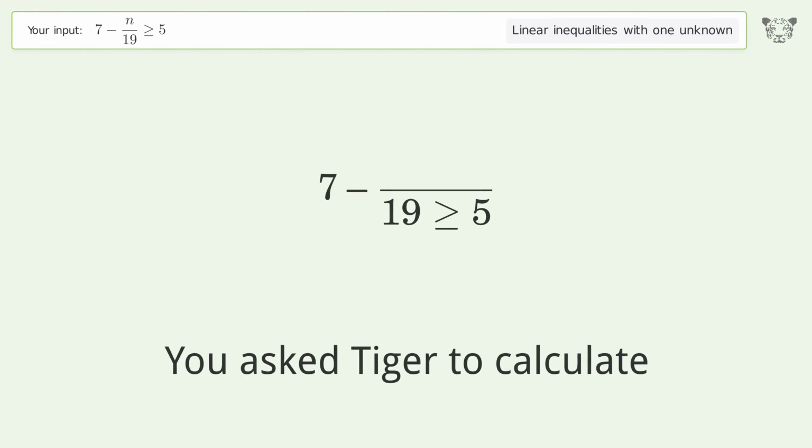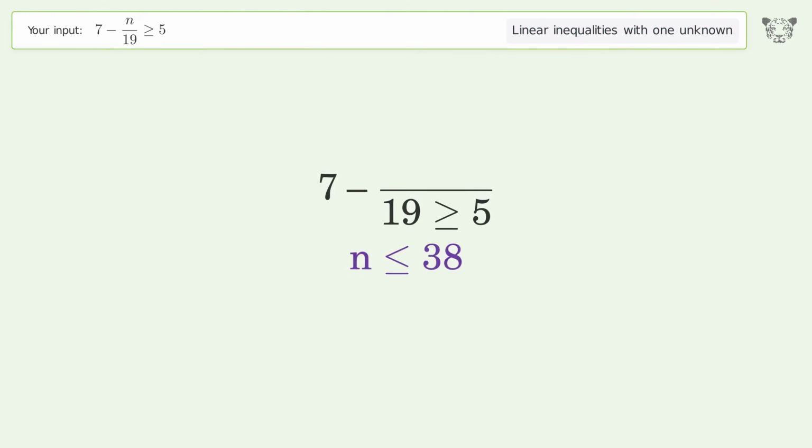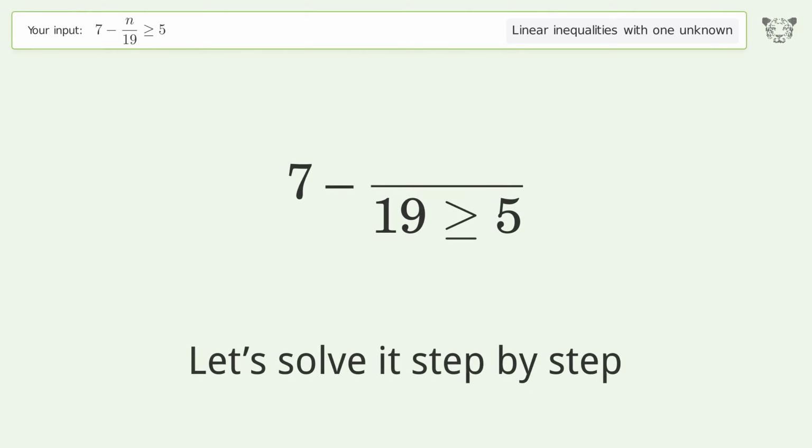You ask Tiger to calculate. This deals with linear inequalities with one unknown. The final result is n equal or smaller than 38. Let's solve it step by step.